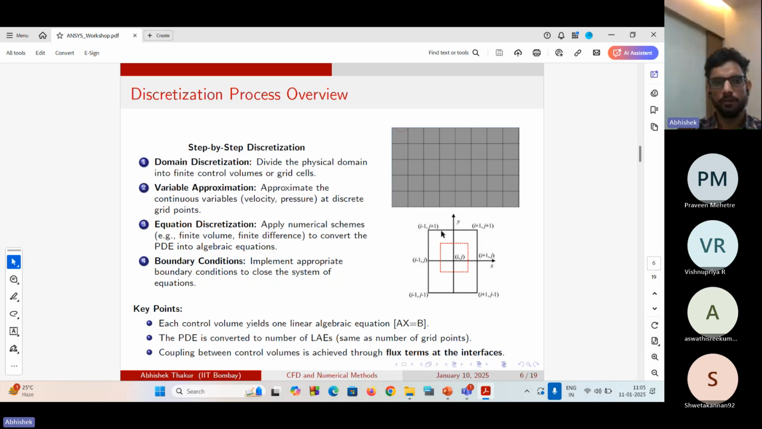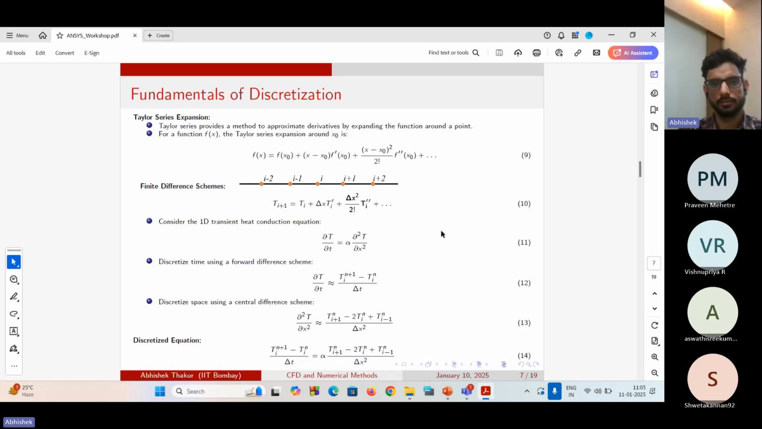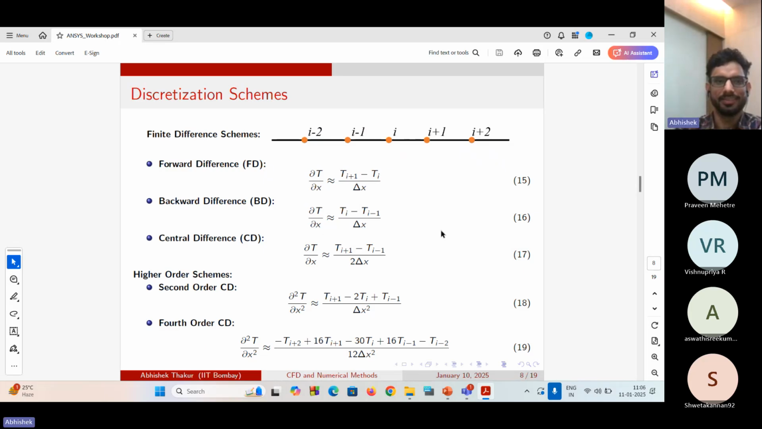Now we'll move to what equation discretization is. This is the Taylor series. The fundamental of discretization comes from the Taylor series. Taylor series provides a method to approximate derivatives by expanding the function around a point. For example, there is a 1D domain, with one point at i and another point at i plus 1. So what we say is, this will be better, what discretization is for 1D, to understand.